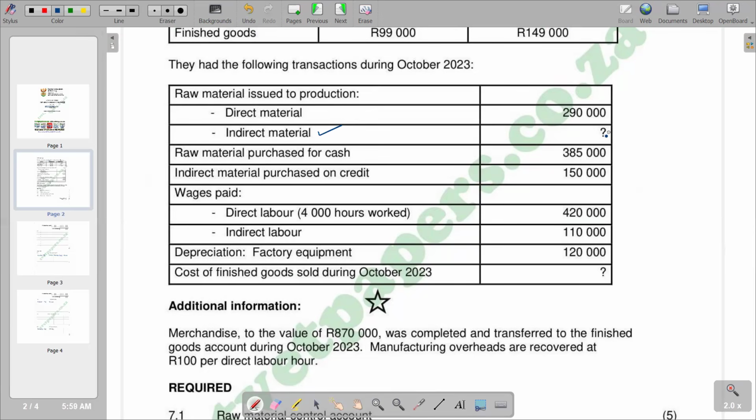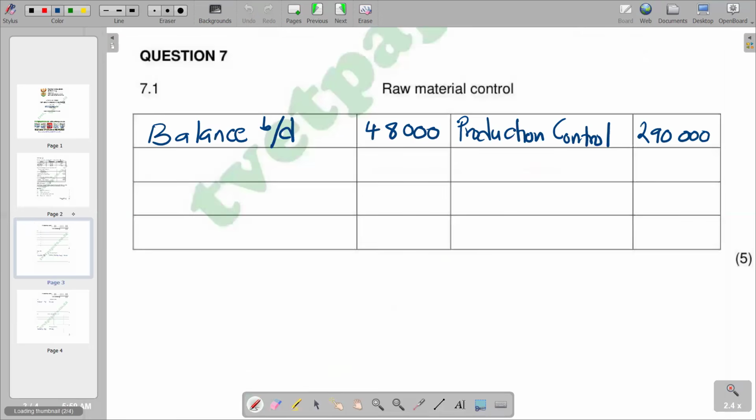So we are not given it. It's a question mark, which means we are going to find it as a balancing figure. So we are just going to write manufacturing overheads on the credit side of the raw material control.